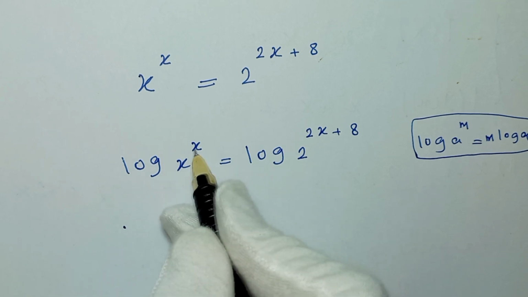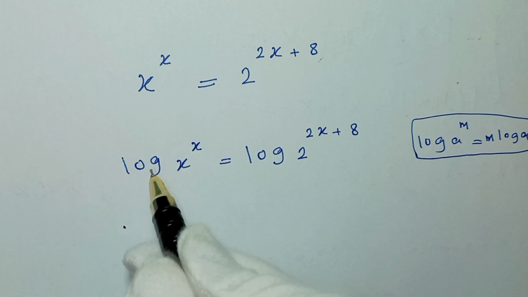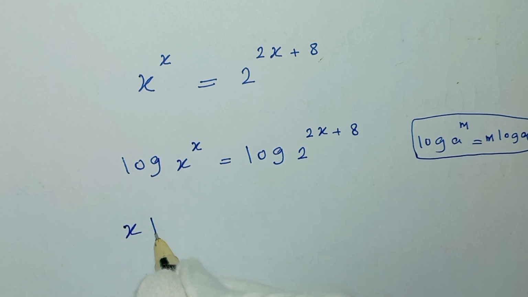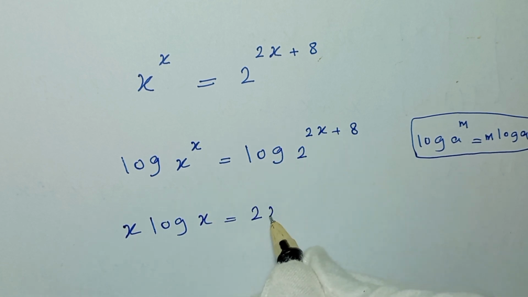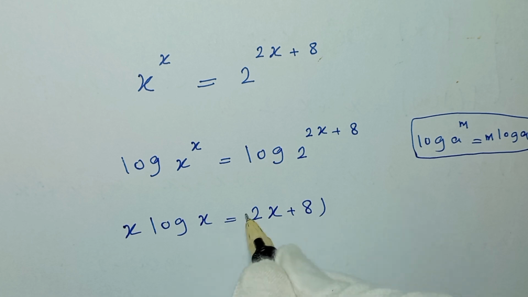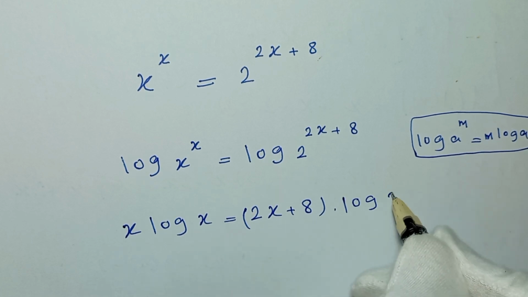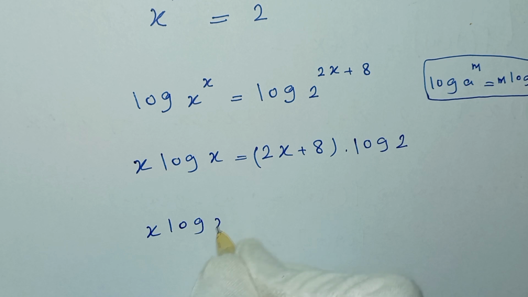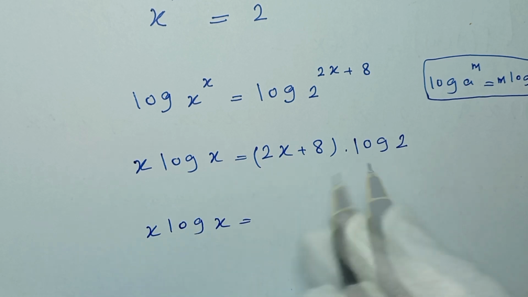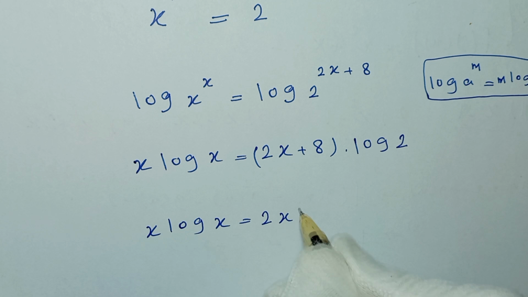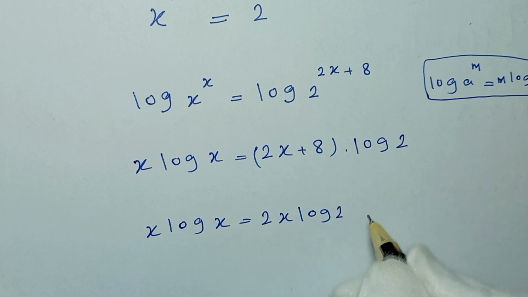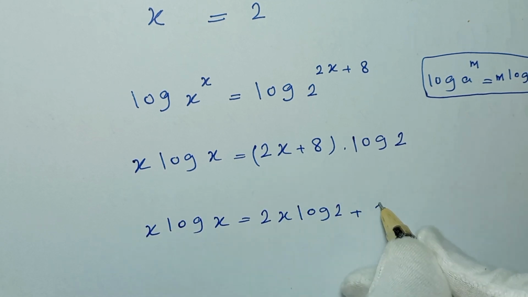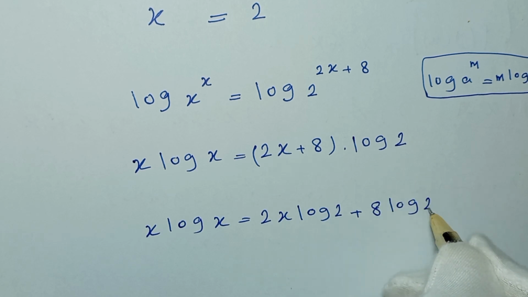So in here, this x we can take outside of this log, so it will be x times log of x is equal to this 2x plus 8 times log of 2, and it will be x log of x is equal to this times this, 2x log of 2, and plus this times this, 8 log of 2.